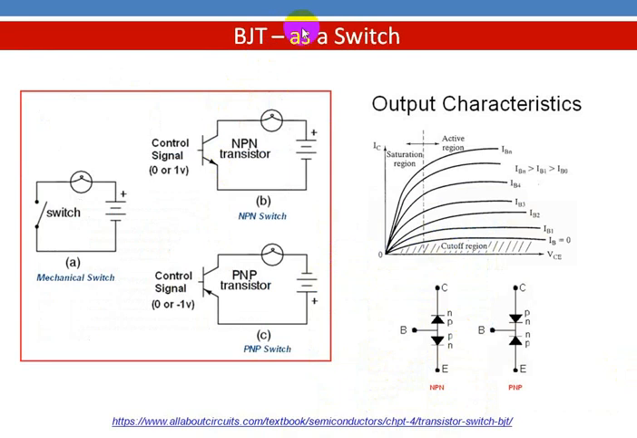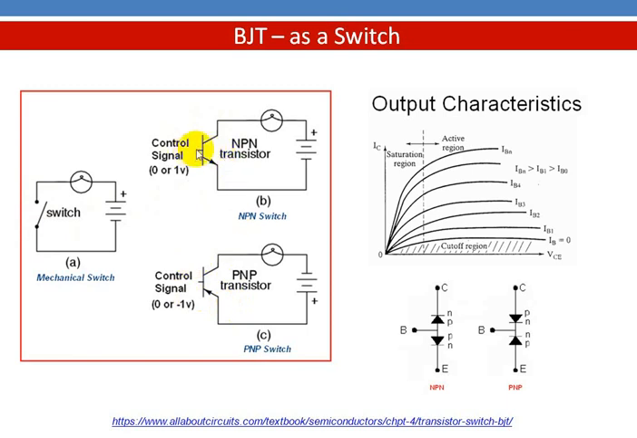Then one of the applications of transistors is that it is used as a switch. For example, take a simple circuit with a mechanical switch, a bulb and a supply. When the switch is closed, current flows through the circuit and the lamp will glow. If it is open, the current will not flow and the lamp will not glow. The same circuit can be constructed using a transistor. The switch can be replaced by a transistor, either an NPN transistor or a PNP transistor.